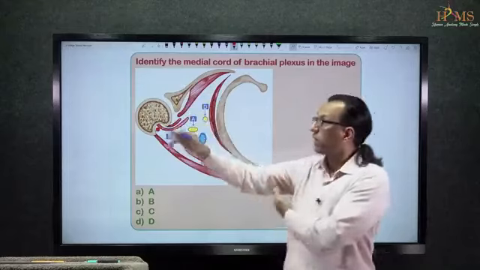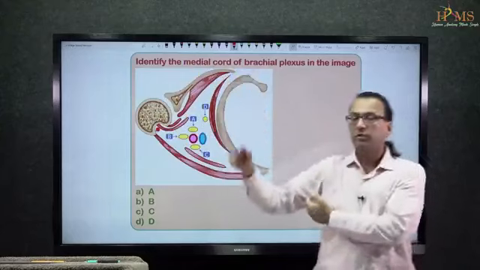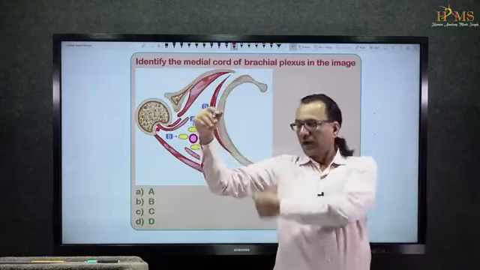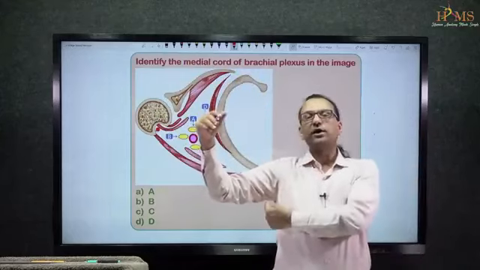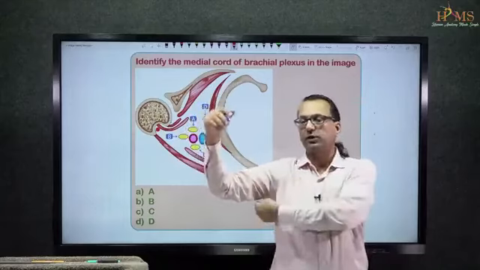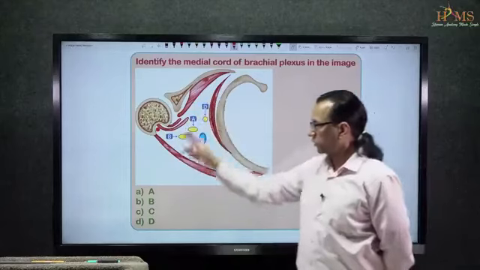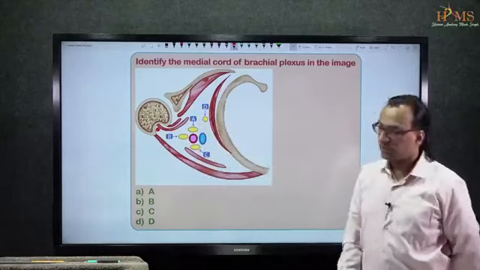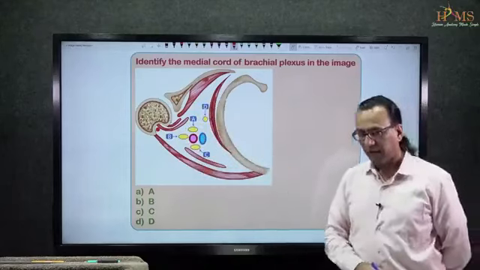So we are basically talking about the medial cord of brachial plexus, which will be lying medial to the axillary artery. Relation to axillary artery, there are three cords of brachial plexus. One is lateral, one is medial, and one is posterior. So that is what we want to talk about. Before we answer the question, you just have a look over the actual diagram.